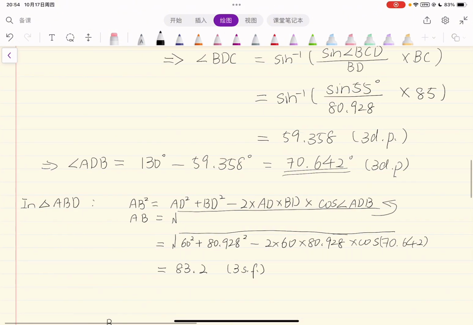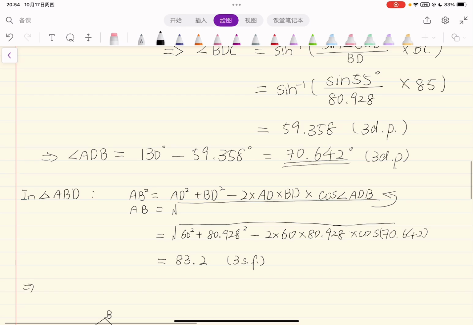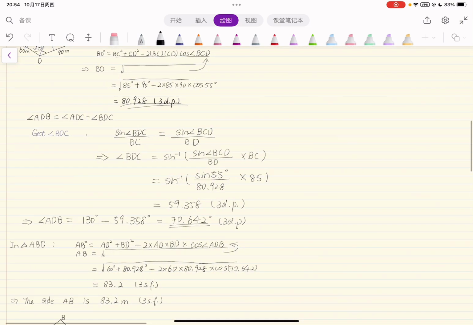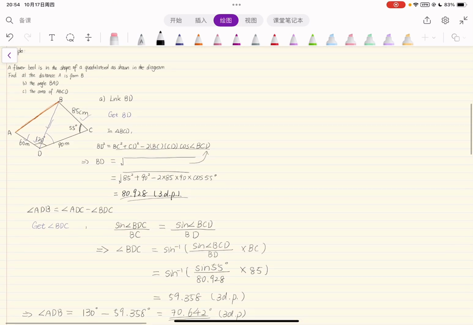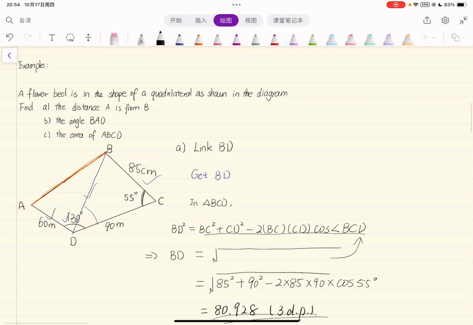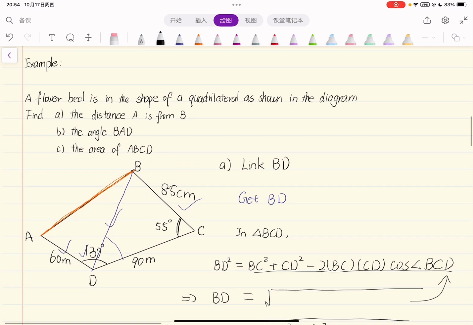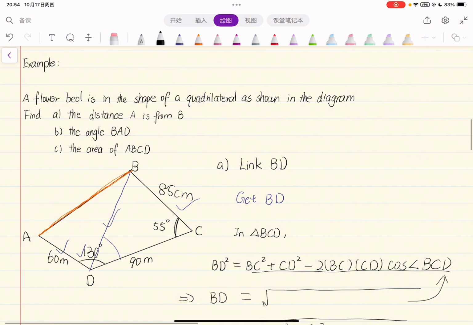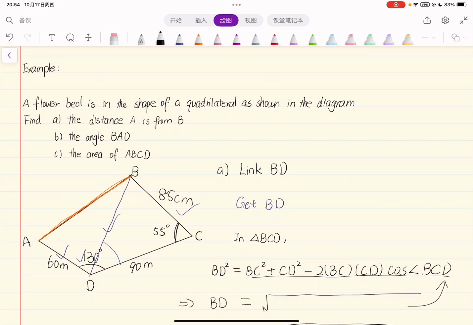So the length of the side AB is 83.2 meters to 3 significant figures. Don't forget the unit. So we have done the part A question. Now let's look at part B. It asks you to find the angle BAD. How do we do that?